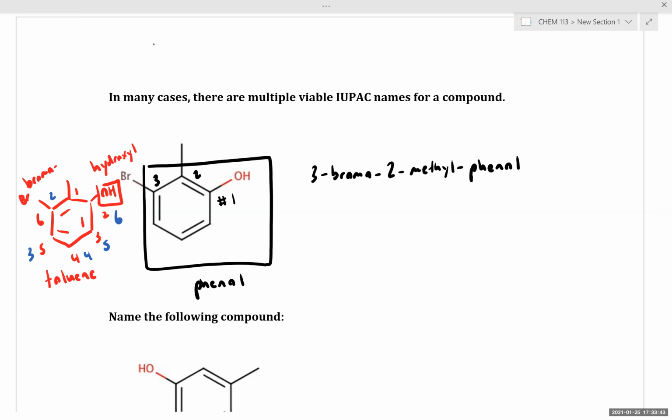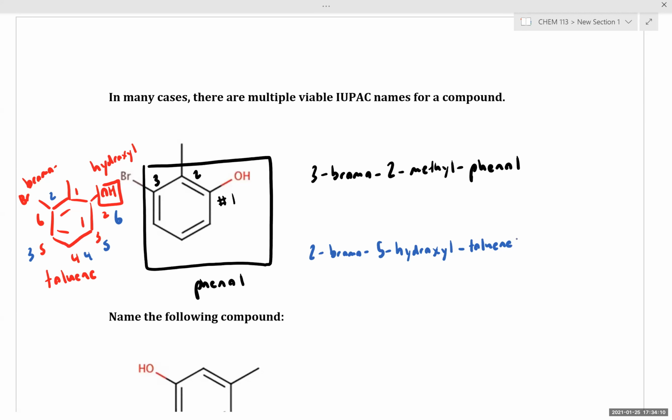Blue, yep. So we'd name this as 2-bromo-5-hydroxyl toluene. We'll cover alcohol nomenclature later on.